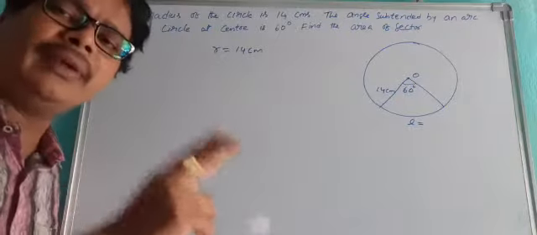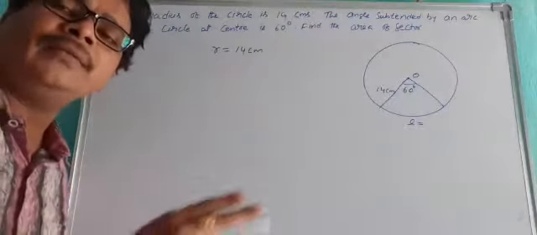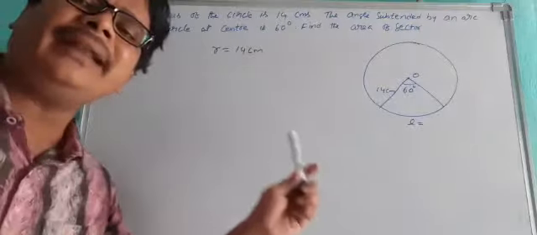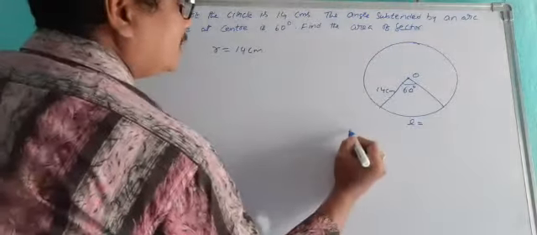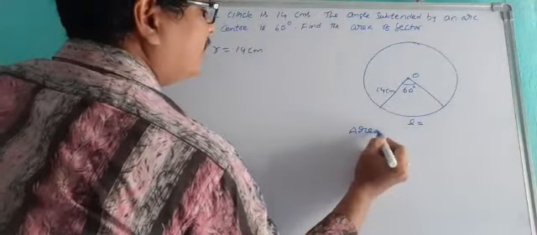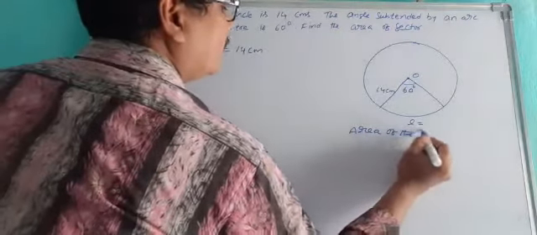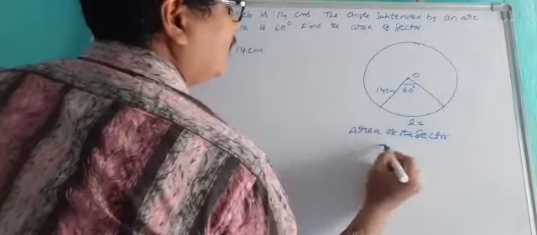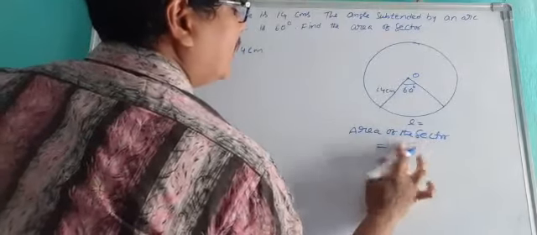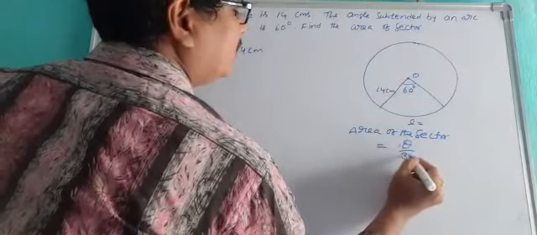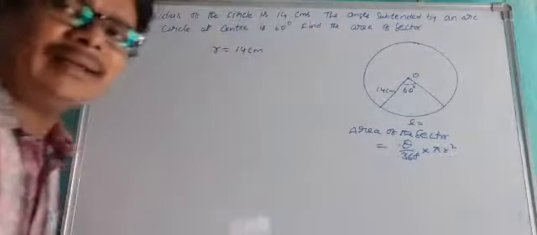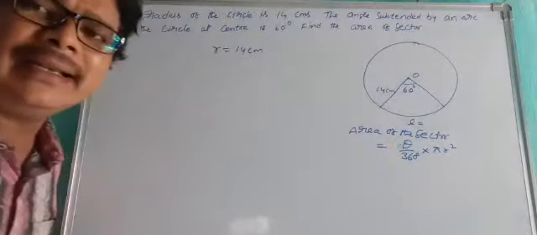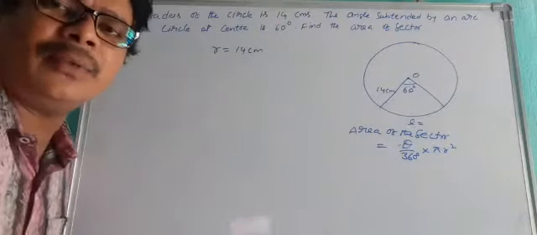Okay, you have two ways. I already explained two formulae for finding the area of the sector. So in general, the formula is area of the sector is equal to theta by 360 into pi r square. Here this theta is in degrees. This is the general formula.